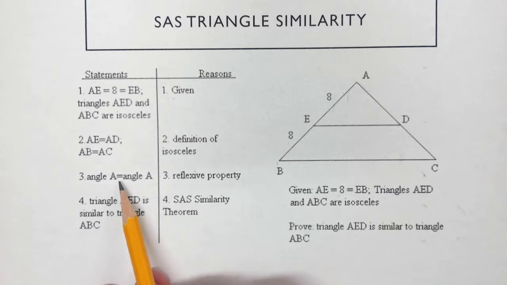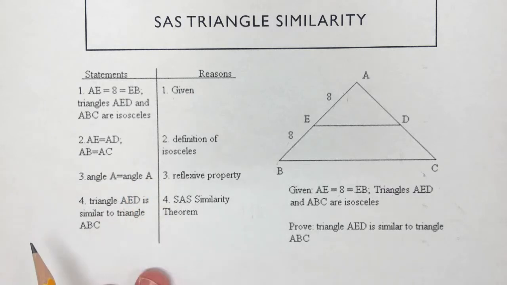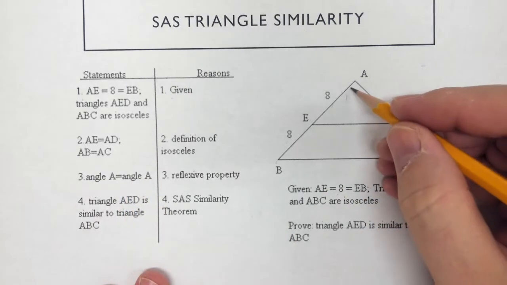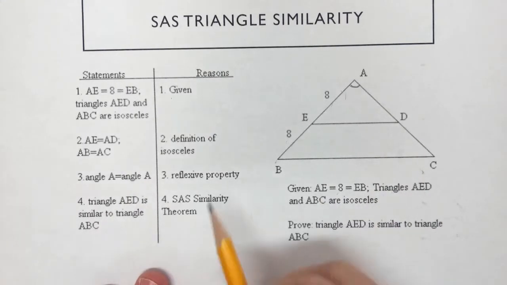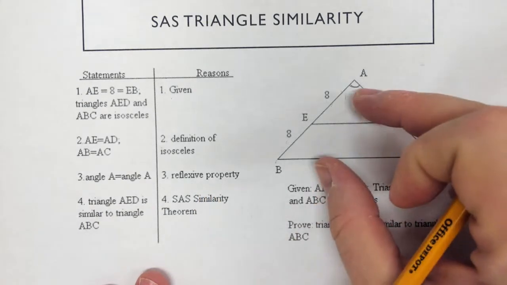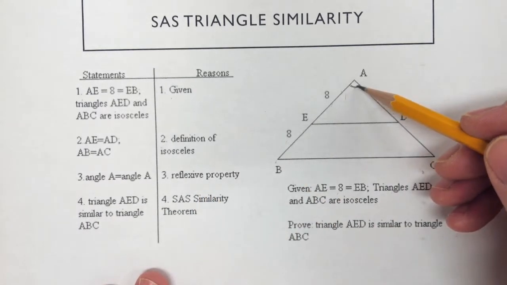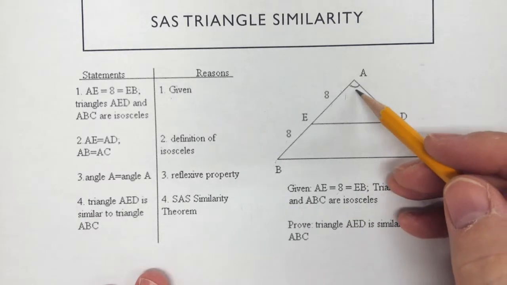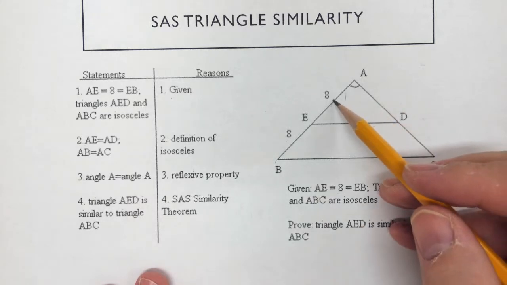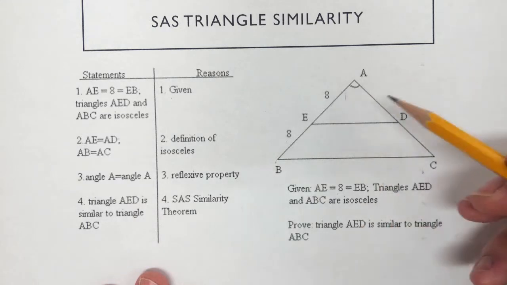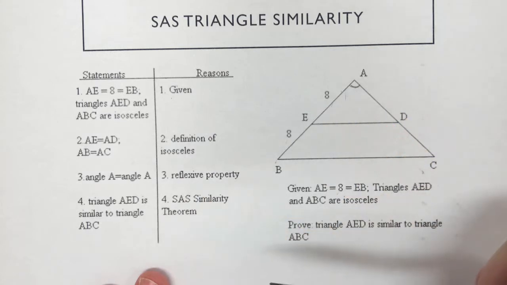I also know, in the same way as the last one, that this angle is congruent to itself by the reflexive property. When triangles overlap, it's very common to find angles that are congruent to themselves using the reflexive property. So then I know that these triangles are similar to one another by side-angle-side similarity.